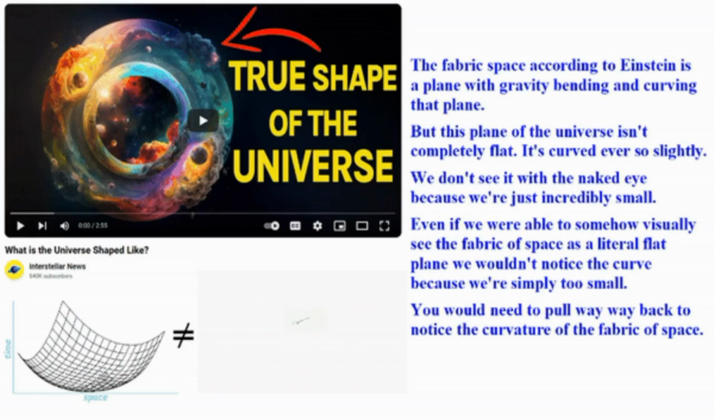Okay, so here we have another fellow. I think it's the same fellow, but he says the following. The fabric of space, according to Einstein, is a plane with gravity bending and curving that plane. But this plane of the universe isn't completely flat. It's curved ever so slightly. We don't see it with the naked eye because we're just incredibly small. Even if we were able to somehow visually see the fabric of space as a literal flat plane, we wouldn't notice the curvature because we're simply too small.